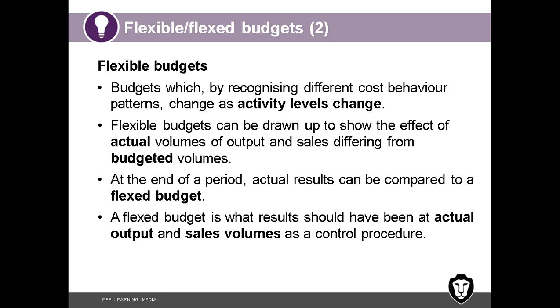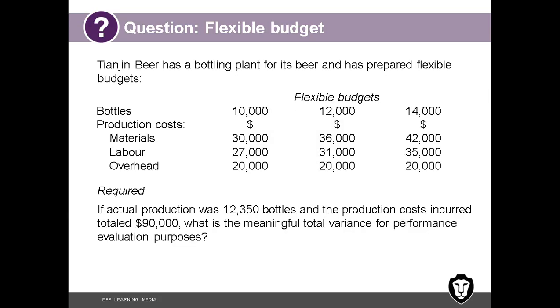Flexible budgets: budgets which, by recognizing different cost behavior patterns, change as activity levels change. I already explained different activity levels, you prepare the budget. You can read this, you can go through this. Tianjin Beer has a bottling plant for its beer and has prepared flexible budgets. See, 10,000, 12,000, 14,000 units, they have given you the budgets. If actual production was 12,350 bottles and the production cost incurred total 90,000, okay, total, not one by one. What is the meaningful total variance for performance evaluation?